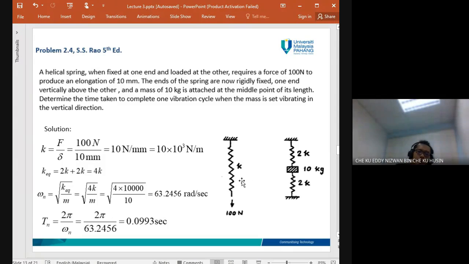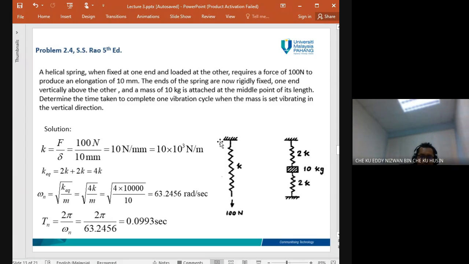Now we look at another example. A helical spring, when fixed at one end and loaded at the other, requires a force of 100 newtons to produce an elongation of 10 mm. The spring is now rigidly fixed at one end, vertically above the other, and a mass of 10 kg is attached at the end of the spring. Determine the time taken to complete one vibration cycle when the mass is set vibrating in the vertical direction.